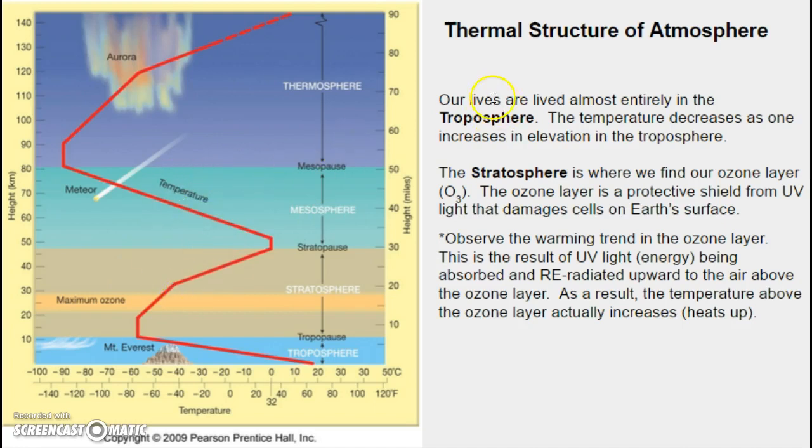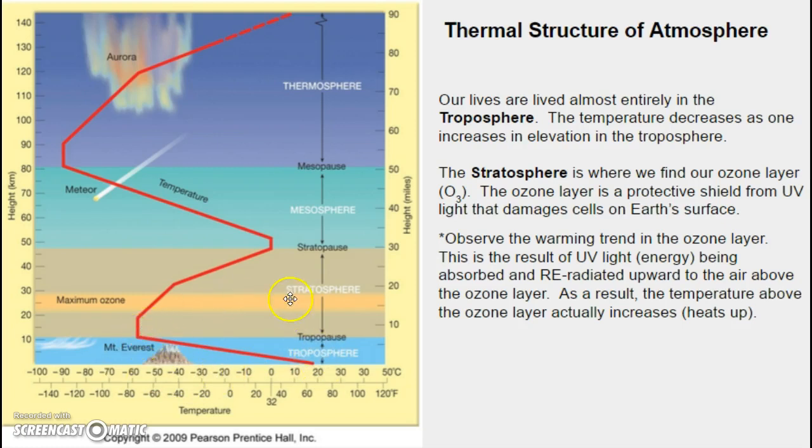The thermal structure of our atmosphere is best identified in this graph, this illustration, that our lives are mostly lived entirely in the troposphere. The temperature decreases. If I look at what's happening with my temperature as I increase in elevation, I'm decreasing in temperature, right? Here's my temperature here. And as I rise vertically, it's getting cooler.